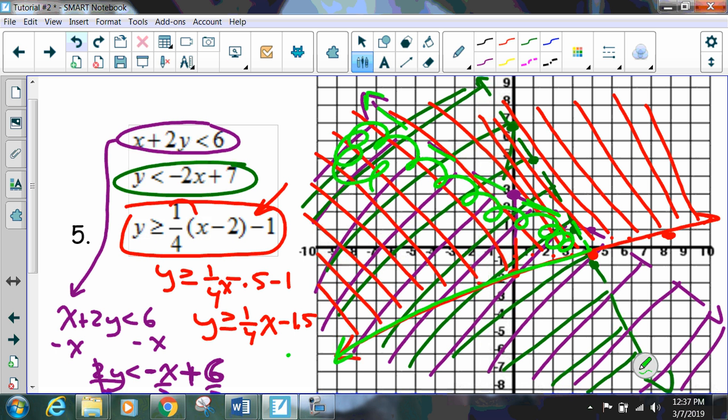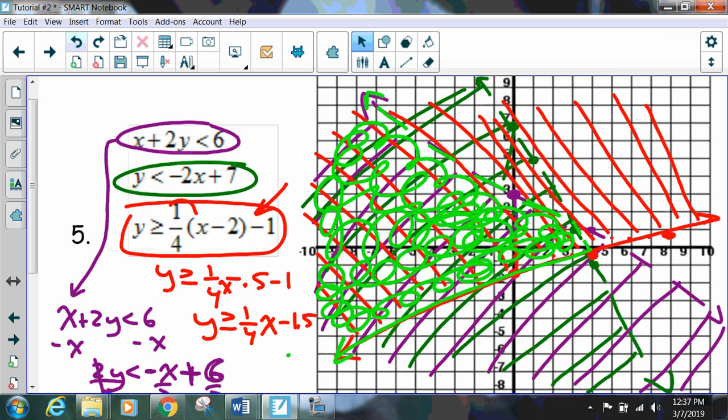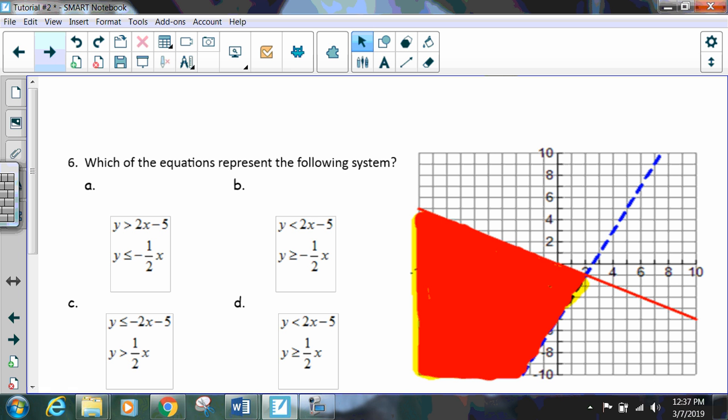I think sometimes when I'm using the smartboard, the graph is so big, it looks very confusing. So if I made a mistake, please tell me in class. But I do believe that is your answer. It's got a little turn in there somewhere. All right. Not bad, right? This is just about doing our single inequalities together and seeing where they overlap. All right, so our last one is going to be doing this backwards.